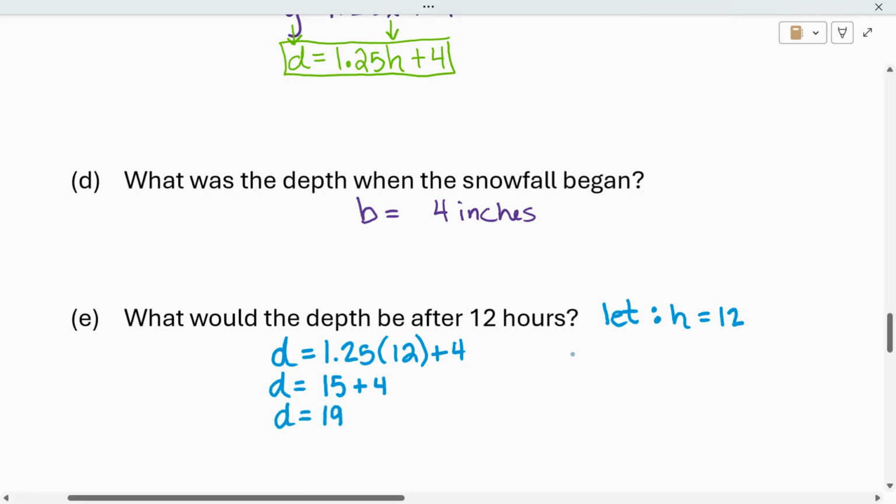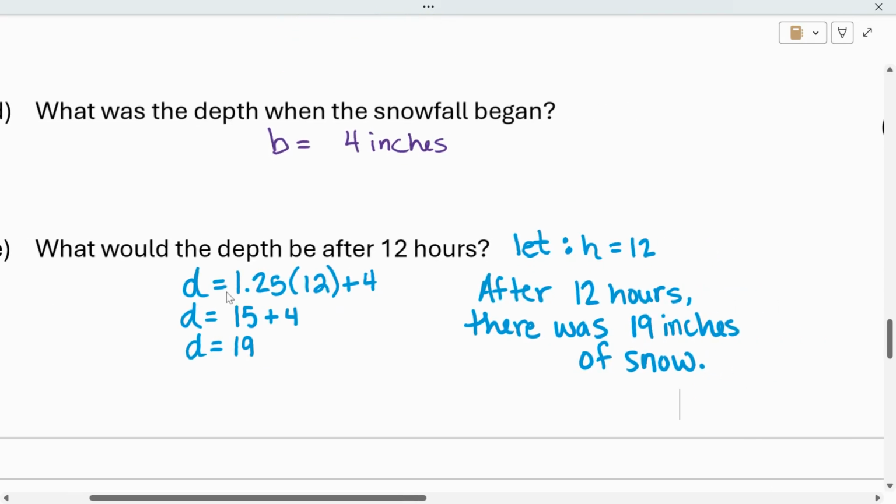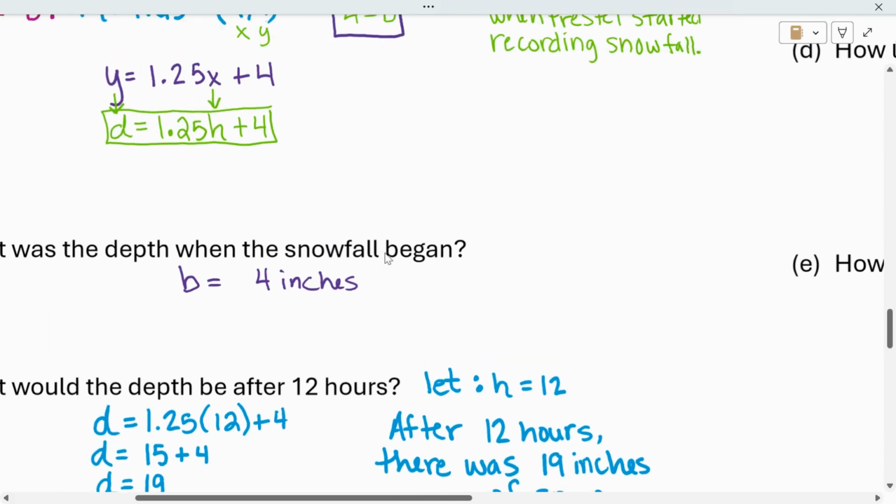So what does that mean? That means after 12 hours, there was 19 inches of snow. After 12 hours, there was 19 inches of snow. Okay, let's do example 3.